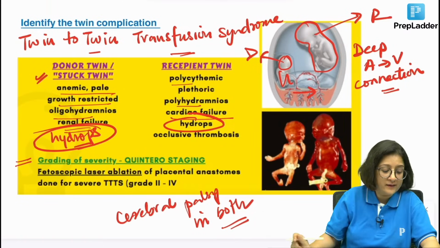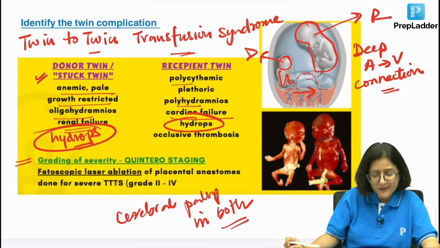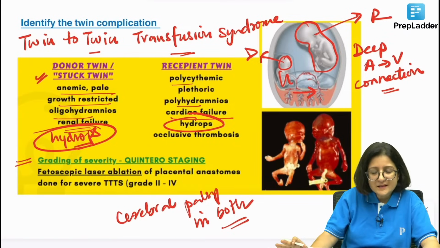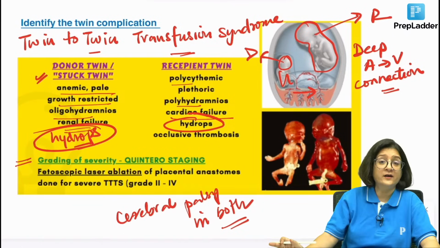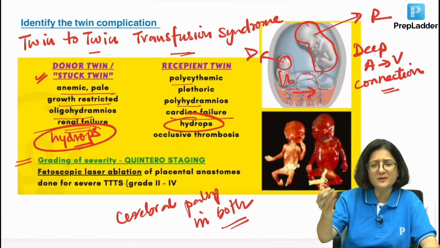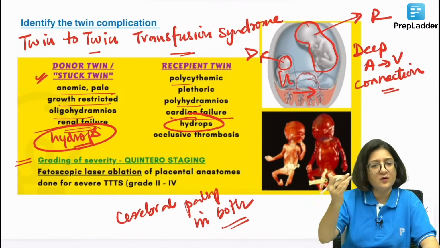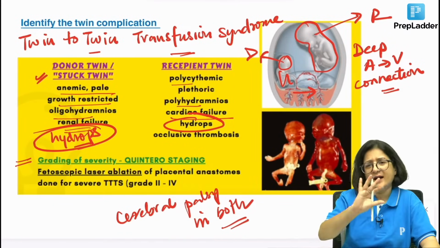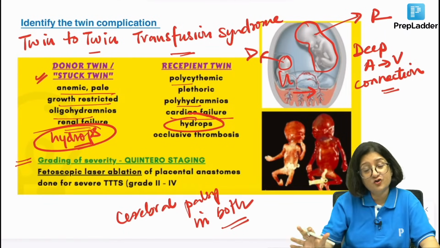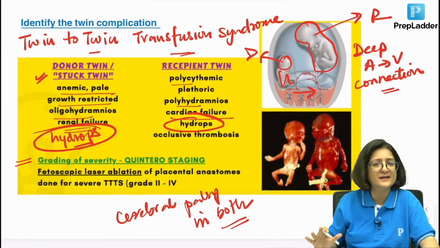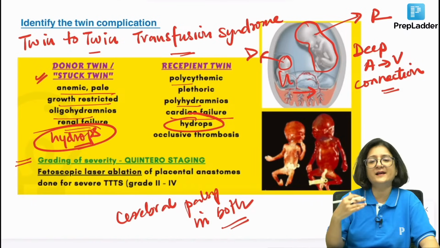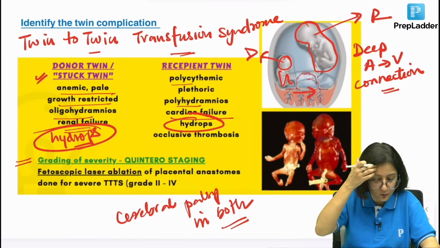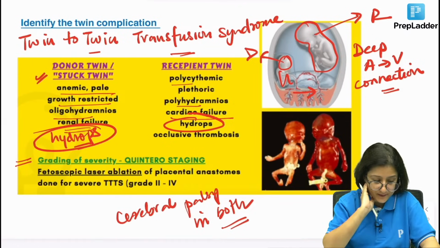There is a grading of severity which is called Quintero staging. It is not very necessary to remember the detailed staging, but please remember at least this much, that we see whether there is oligohydramnios or polyhydramnios, right? What Doppler changes are there in the twins. At least we see whether there is any hydrops in either of the twins, right? So these are the main things that we see in Quintero staging. So basically this Quintero staging is done by using ultrasound and Doppler on the fetus, right?